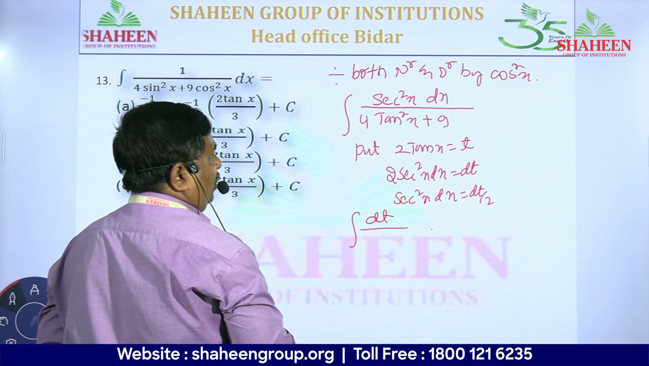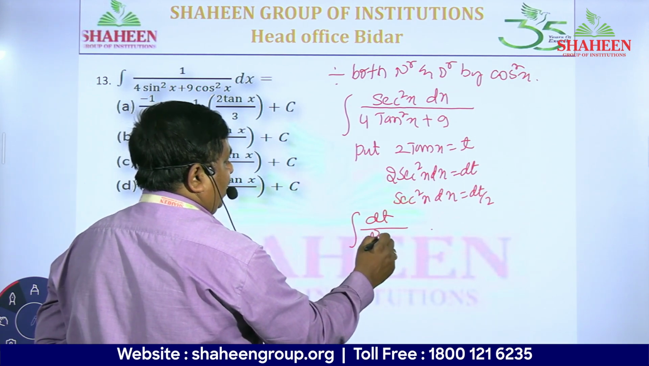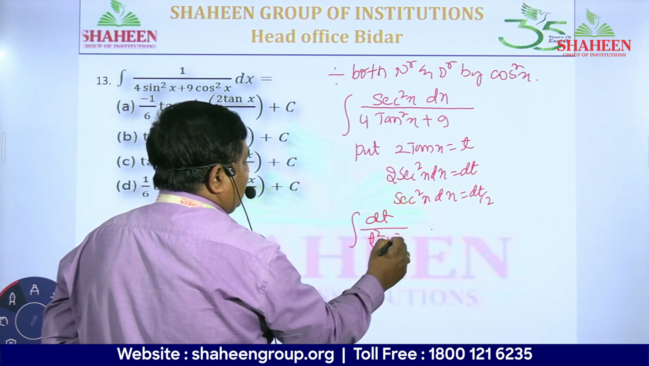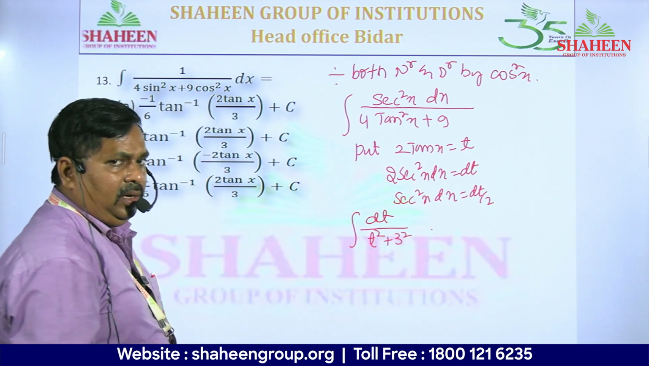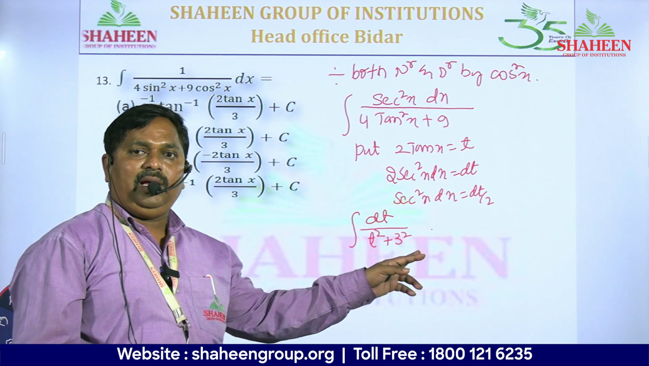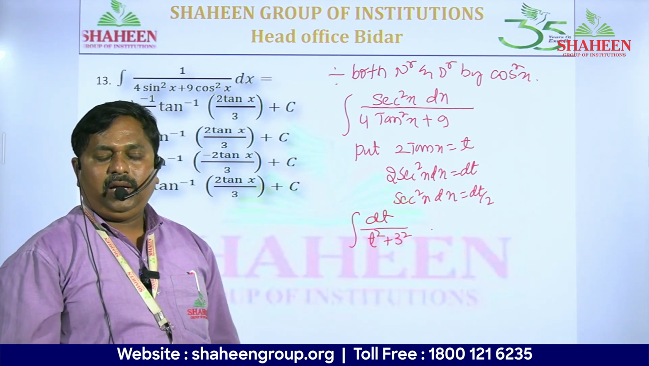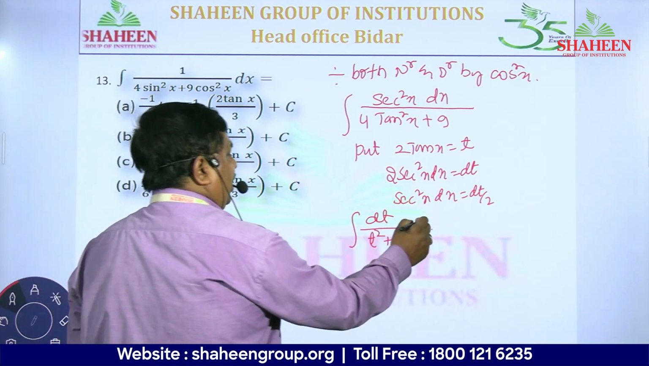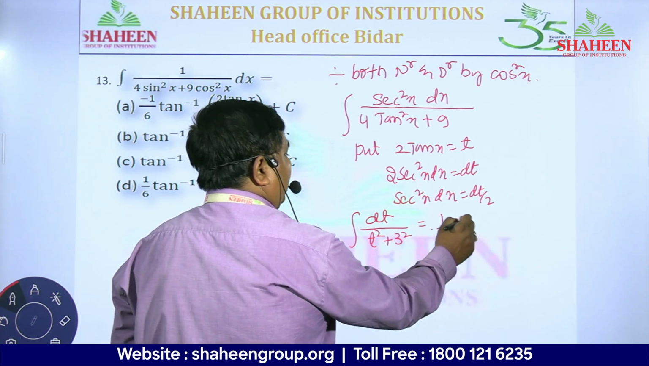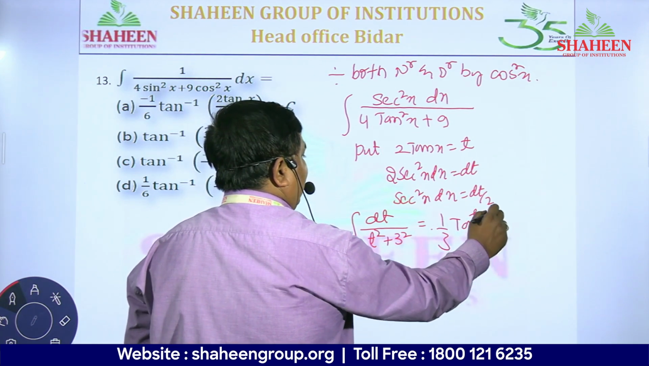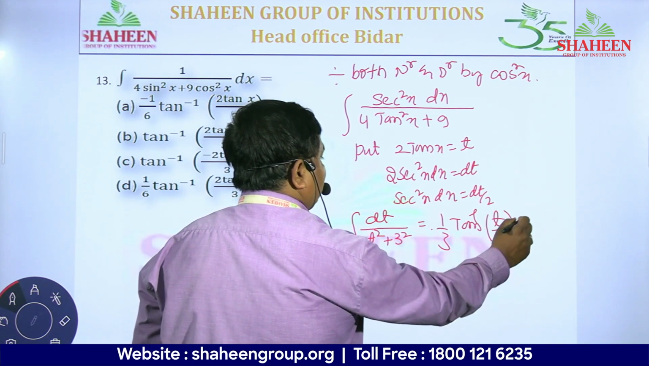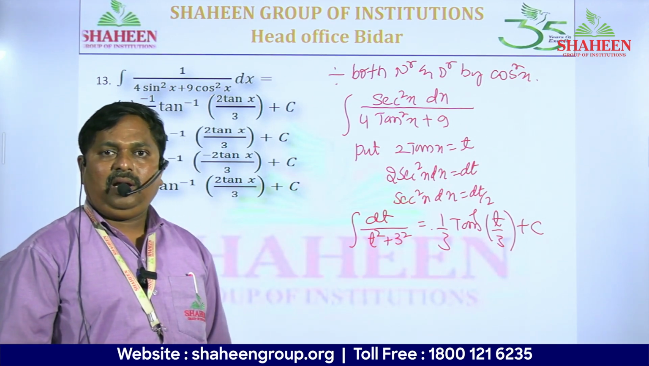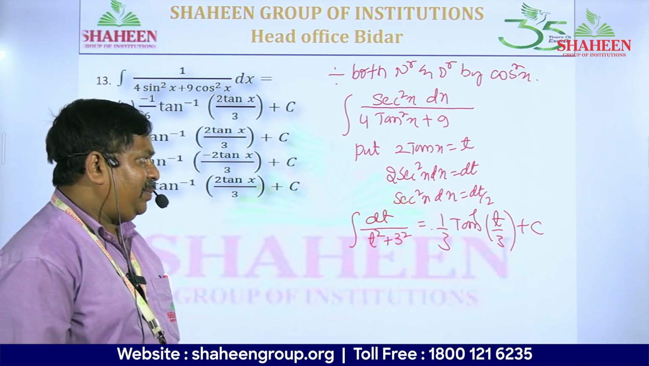In place of 4 tan square x, I am writing t square, and 9 I am writing as 3 square. This is in the form of 1 divided by a square plus x square. And we know that the integration of 1 divided by a square plus x square is equal to 1 by a tan inverse x by a plus c. What is the integration of 1 divided by a square plus x square? 1 by a tan inverse x by a plus c.